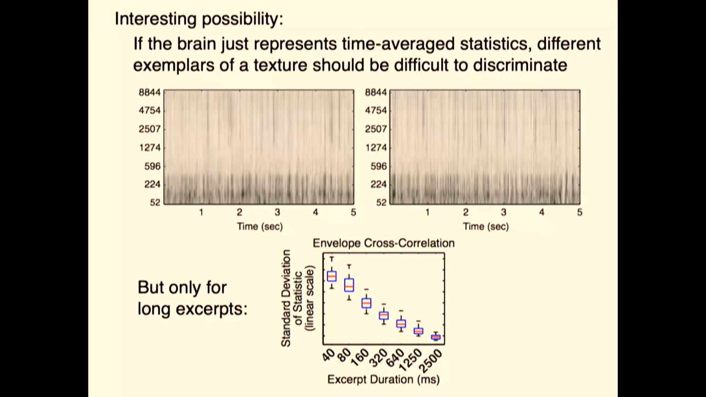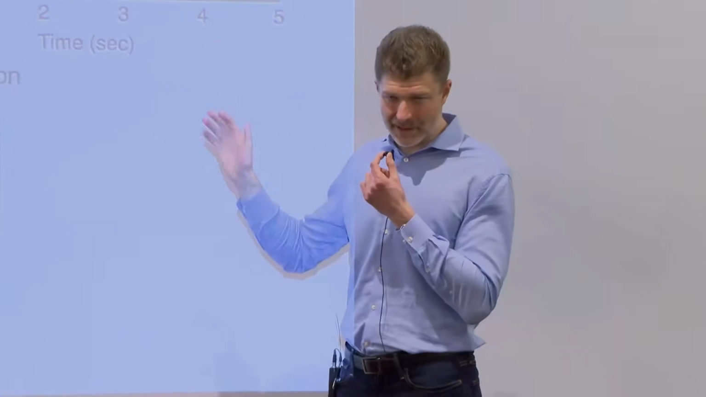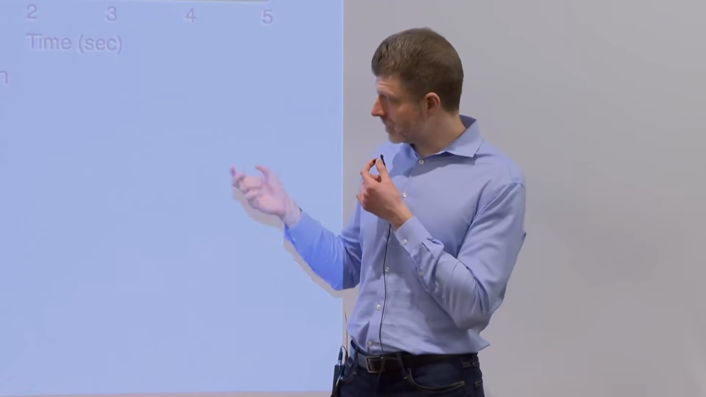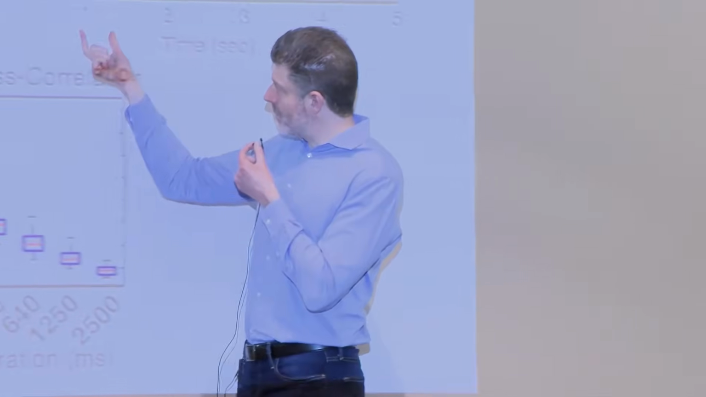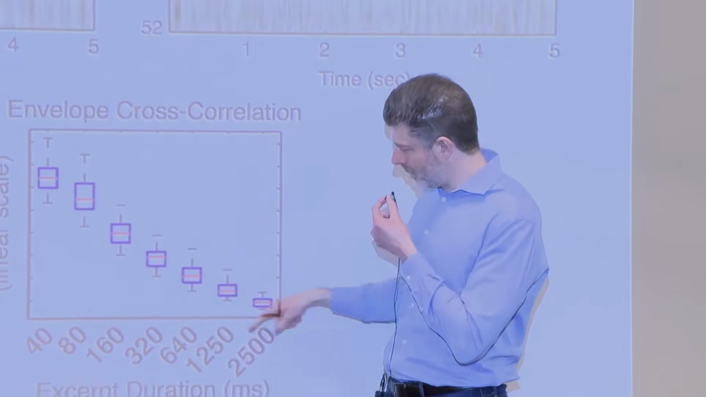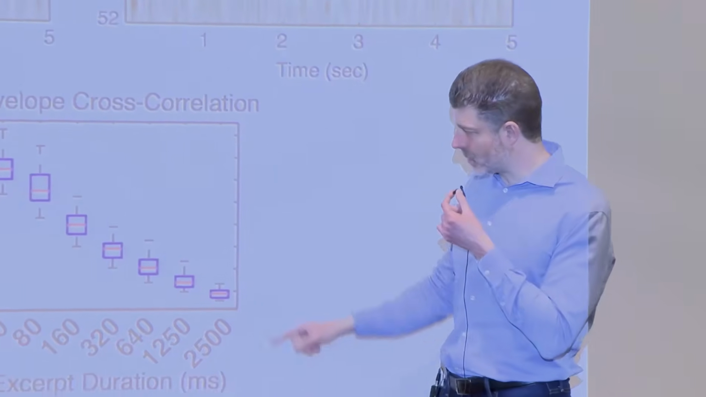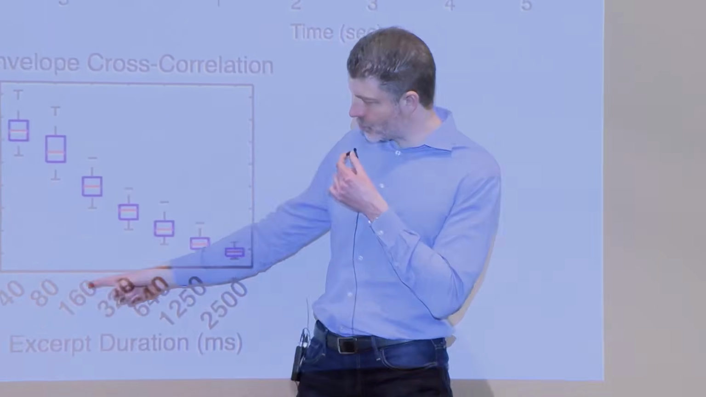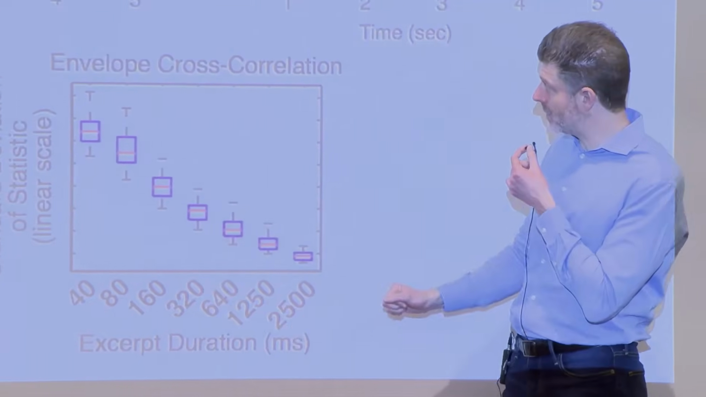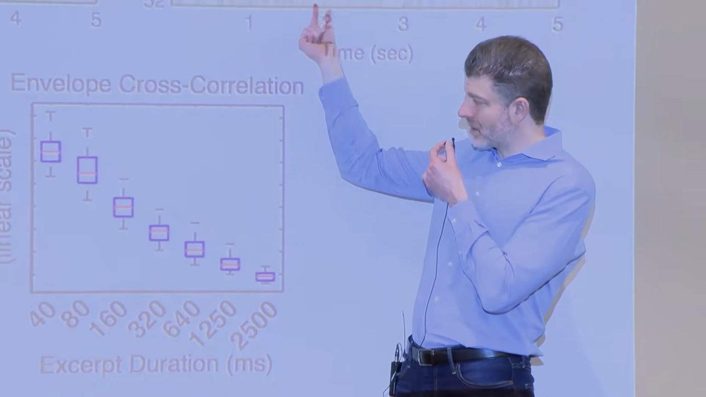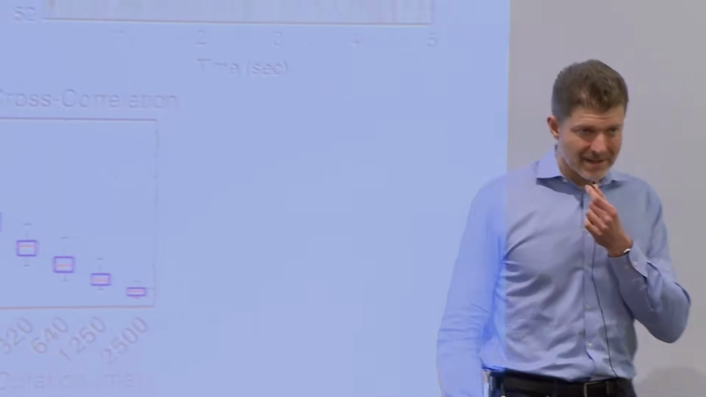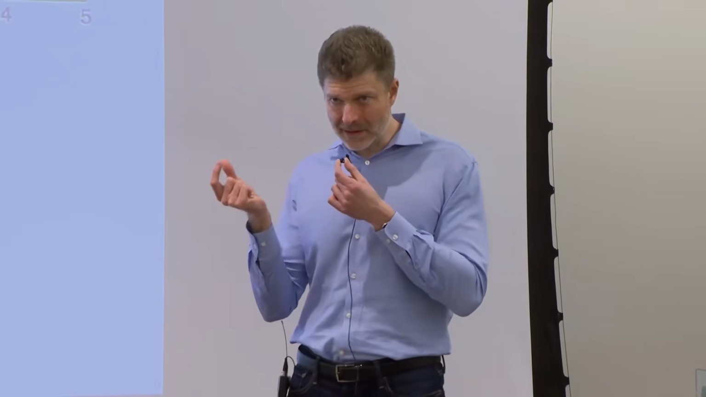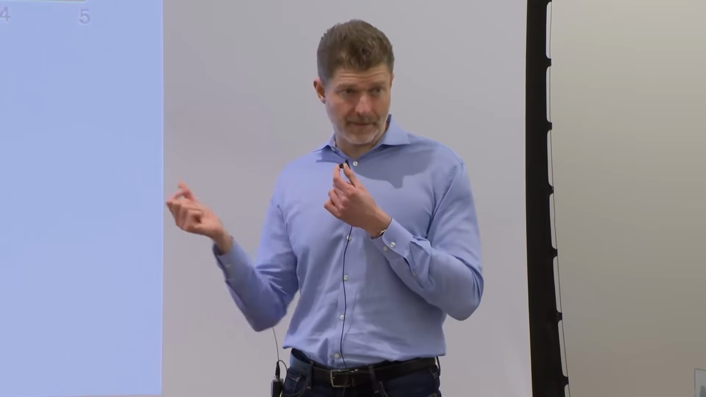And so this is a graph that is plotting the standard deviation of one particular statistic. You would see a similar graph regardless of which statistic you measure, but this is one example statistic measured in different excerpts of different lengths. Okay? And so what this shows is that if you take very short excerpts, like 40 or 80 milliseconds, and you measure the statistic in different excerpts, the standard deviation is high. So the value of the statistic that you will measure from different excerpts will be different, okay?